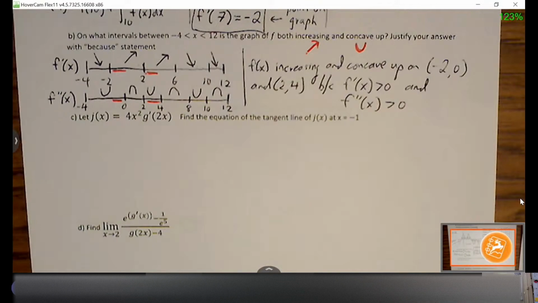Okay, part C. Let j of x equal 4x squared times g prime of 2x. Find the equation of the tangent line of j of x at x equals -1. So we want to find the equation of a tangent line, so we need to find an ordered pair and we need to find the slope.